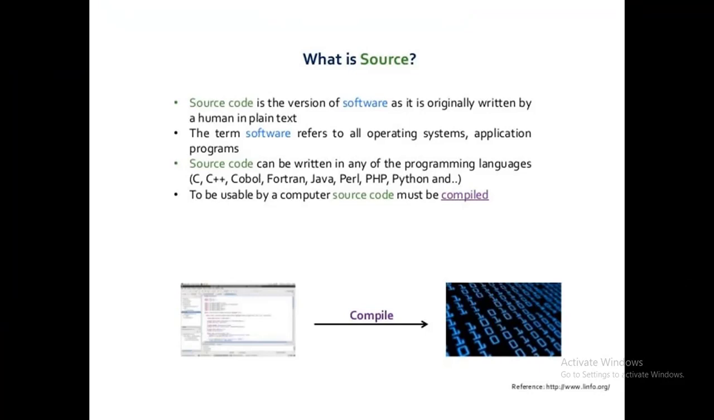Okay, what is source? Source code is the version of software as it is originally written by a human, in plain text. The term software refers to all operating system and application programs. The source code can be written in any programming language, C++, Java, and so on. For it to be usable by the computer, source code must be complete, meaning compiled. C++ is your source code.